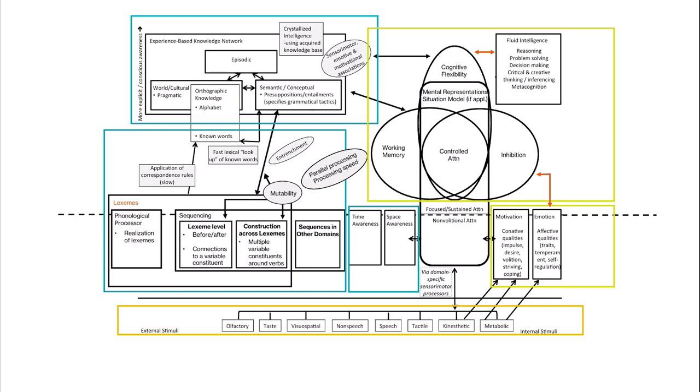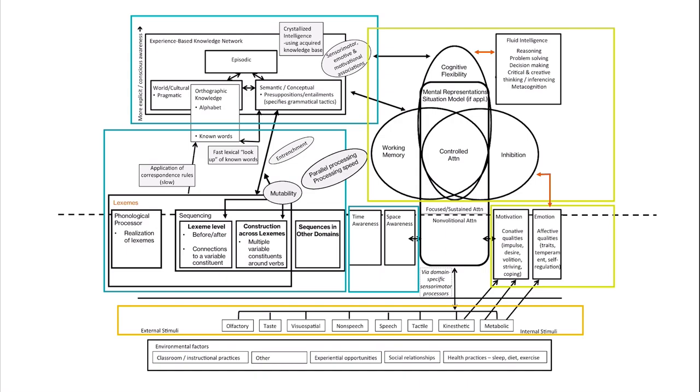And finally, we also need to note the fact that the brain is not acting in isolation. There are things in the environment that will also affect its performance. For example, a child's health, including their sleep, will impact their attention and their ability to learn. The number of experiential opportunities they are exposed to will impact the extent of their world and cultural knowledge, as will the number and type of social relationships they have. And the instructional practices they encounter in their classrooms will also impact their success in acquiring knowledge and achieving their goals.